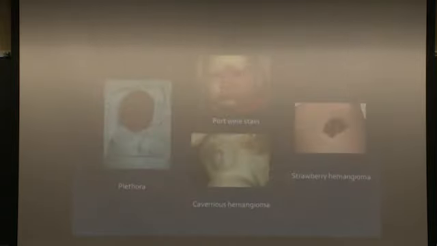So on the left you'll see a child with plethora that looks like a severe sunburn. In the top middle there's a port wine stain, and that's called that because it looks like port wine if you were to spill some on your tablecloth. Followed by a cavernous hemangioma and a strawberry hemangioma. Couple of pictures so you can tell what they look like.